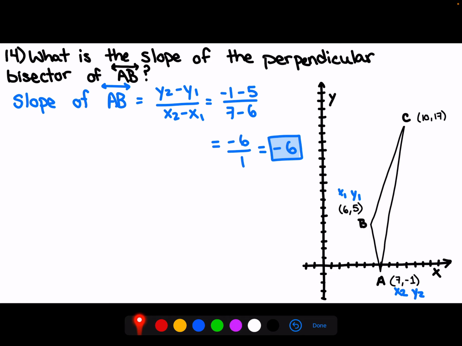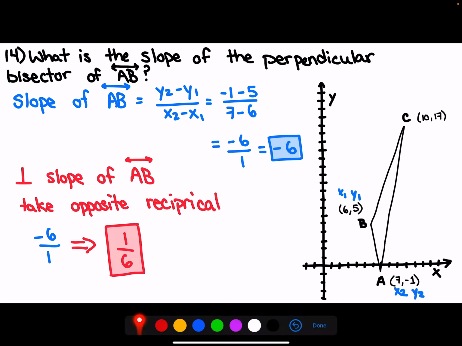If I'm finding the perpendicular slope, take the opposite reciprocal of the slope that we just found, negative 6, and that'll give us the slope of 1 over 6. Again, opposite reciprocal means flip the sign for opposite. Reciprocal means flip the fraction upside down. And our final question for the day.